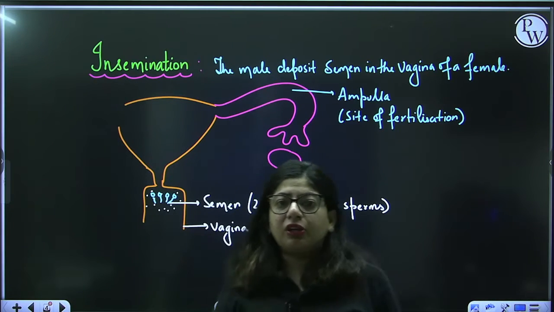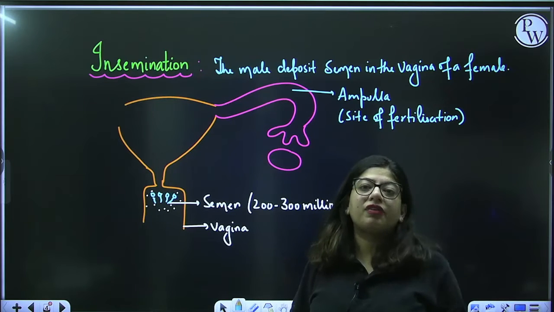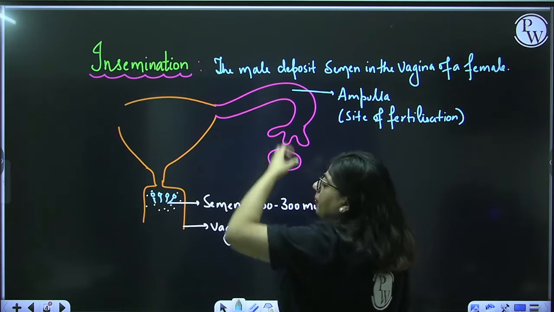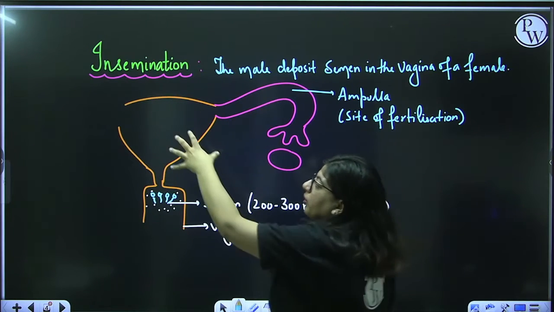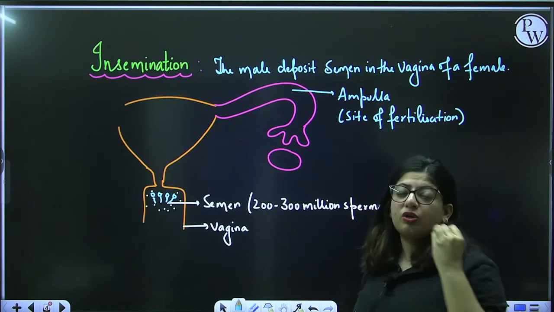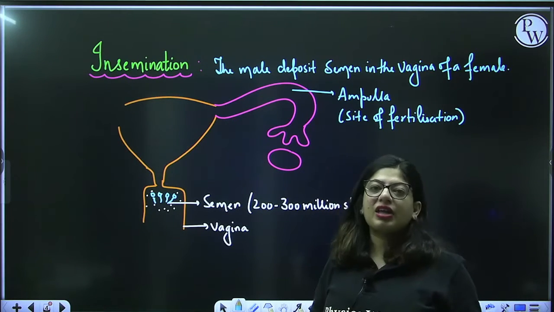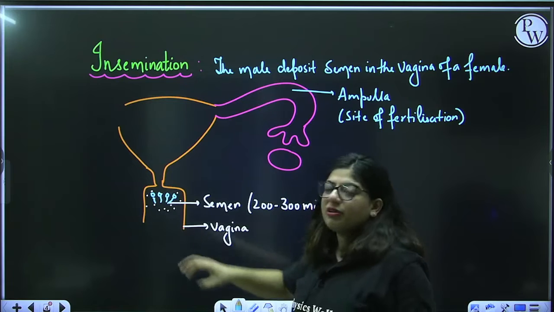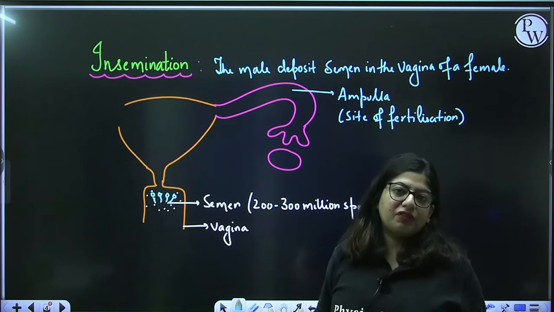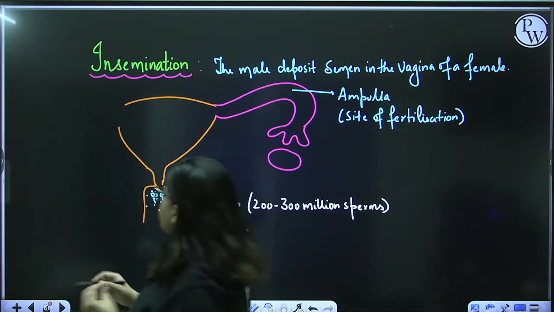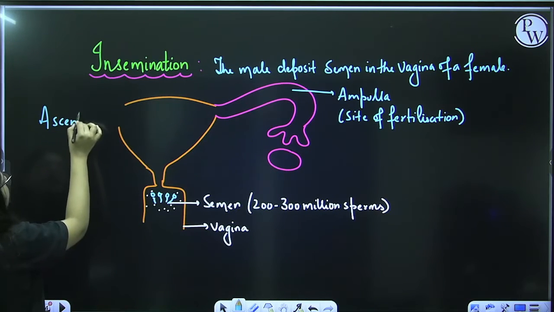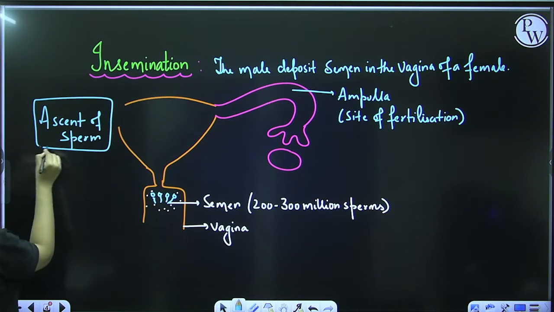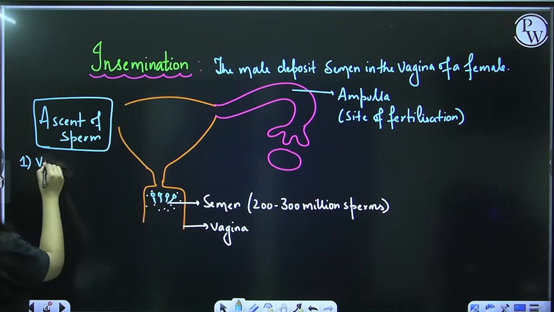So if sperm need to reach this place, there are certain factors which will allow the ascent of sperm, or which will allow the sperm to move up. The first thing will be the vacuum created by the uterus. This is the uterus. The uterus and vagina's positioning is such that the uterus is creating a vacuum pump, right? As a result, whatever is in the vagina, it will suck it. So for ascent of sperm, there are certain factors which are responsible. Ascent means to move up. So for ascent of sperm, the first thing is the vacuum created by the uterus.